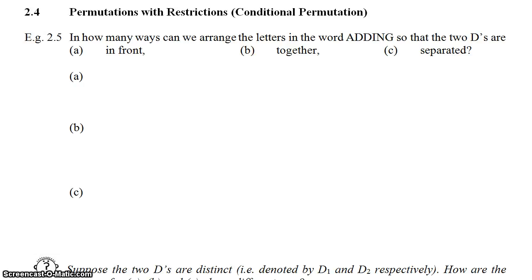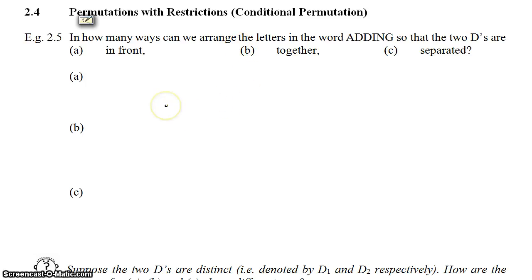With permutations with restrictions, we will generally try to satisfy the restriction before we calculate the number of ways that we can do something. So let's take a look at example 2.5. How many ways can we arrange the letters in the word adding so that the two D's are in front?